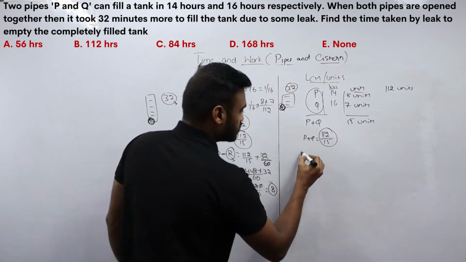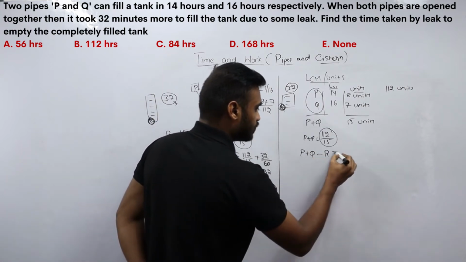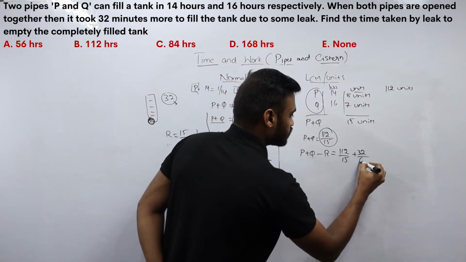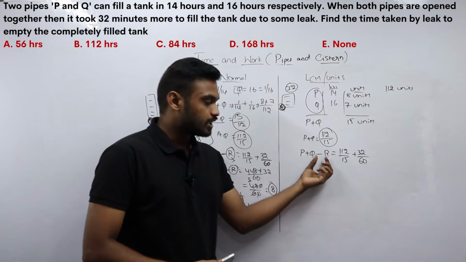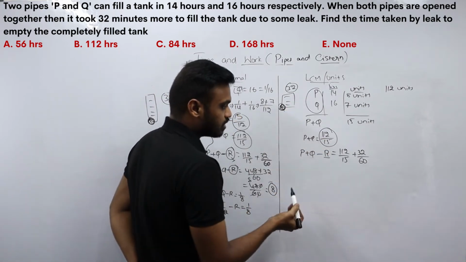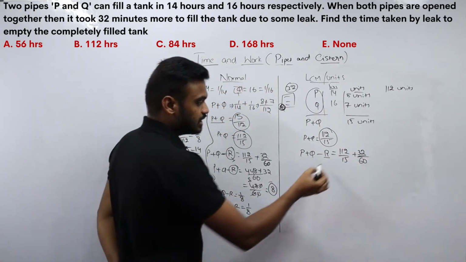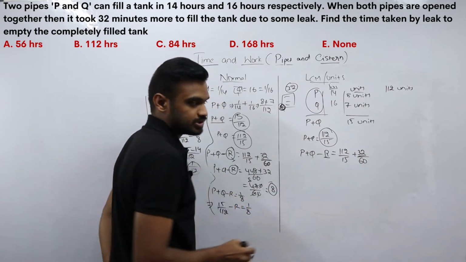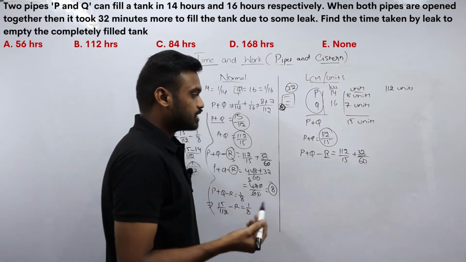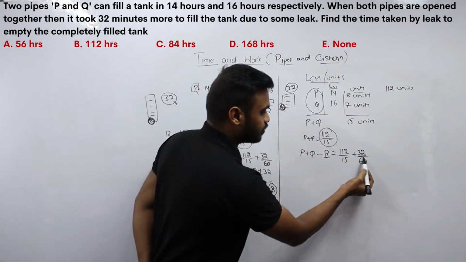Now they are saying that P and Q are open together and due to some leak, that is R, the work is completed in 32 minutes more time than expected. I am considering the leak as R and giving it a negative sign because R is removing the work. And 32 is given in minutes, so to convert it into hours, I am dividing 32 by 60.